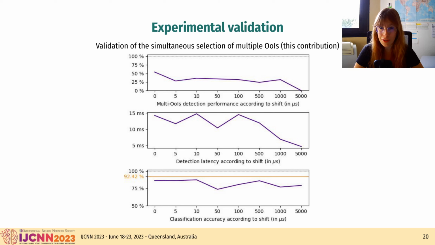Finally, we also took a look at the classification accuracy of the selected objects of interest that were output by our model. As you can see here, the objects of interest managed to keep a quality that corresponds to a classification accuracy that does not fall below 75%, compared to a baseline of 92%, which is the baseline of the original classifier on the original dataset.